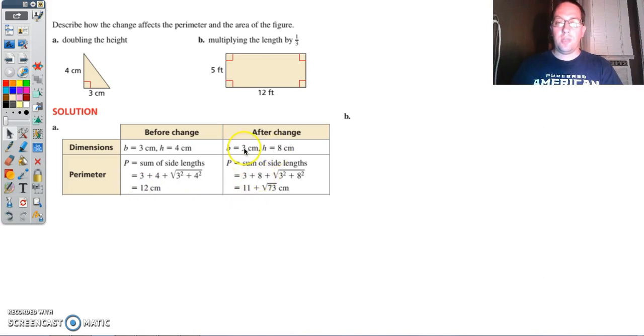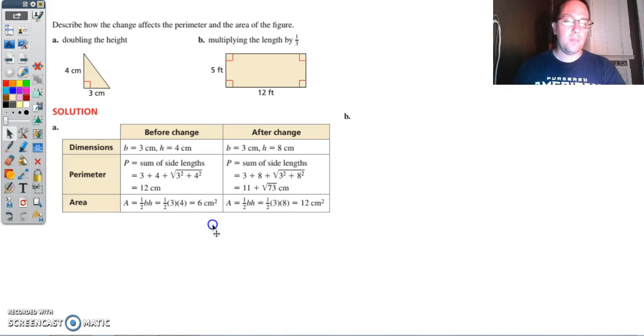Over here, 3 plus 8, and we do the Pythagorean theorem. Not a Pythagorean triple. This is the square root of 73, which is ugly. So it was 12 centimeters, now it's 11 plus the square root of 73 centimeters, whatever that is. We'll have to stick it in a calculator to find out. But first, let's fill out the area. A triangle is 1/2 base times height, so 1/2 times 3 times 4 equals 6. Now 1/2 times 3 times 8 is 12.